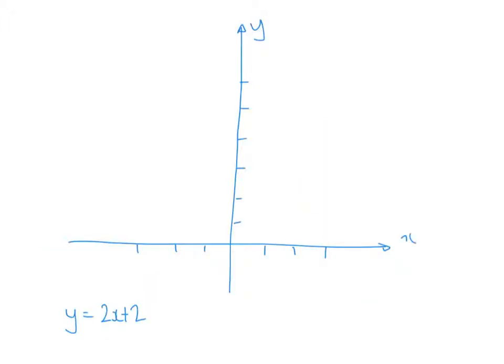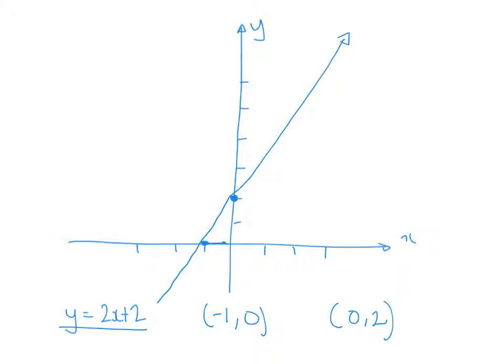Now we want to sketch this graph here, and we figured out that there was an x-intercept of negative 1, 0. So that would be over here at this point here. Negative 1 across from the origin and 0 up or down. We also figured out that the y-intercept would be at 0, 2, which is up here. So our graph would go through those 2 points like this, and this is the graph of y equals 2x plus 2.